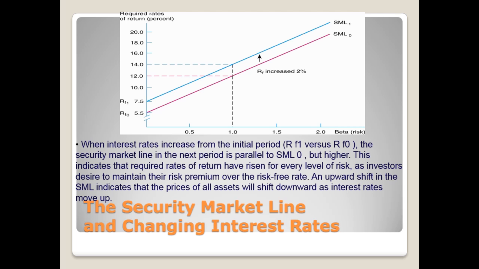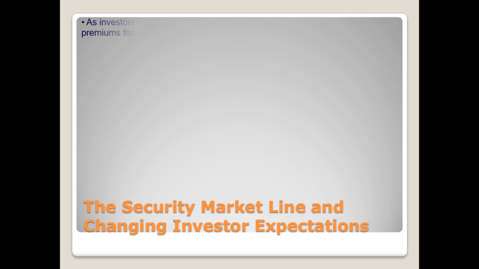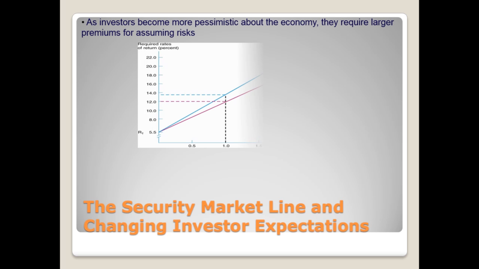An upward shift in the SML indicates that the prices of all assets will shift downward as interest rates move up. As investors become more pessimistic about the economy, they require larger premiums for assuming risks.